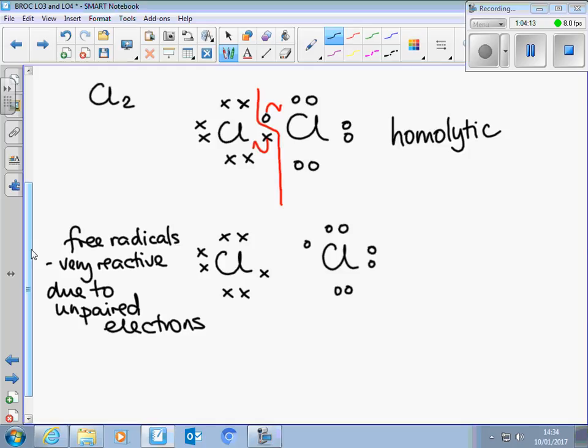You can get a heterolytic split, which would be where both electrons went to one side and none went to the other. Right, this one's homolytic because the 2 involved parties get the same out of it.